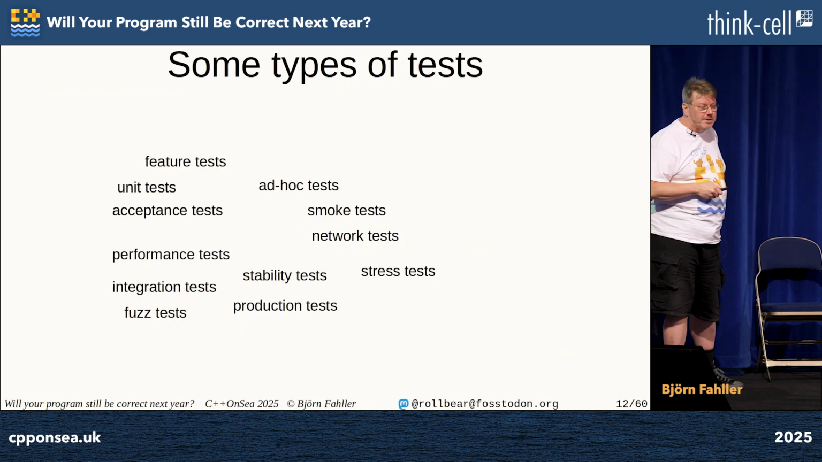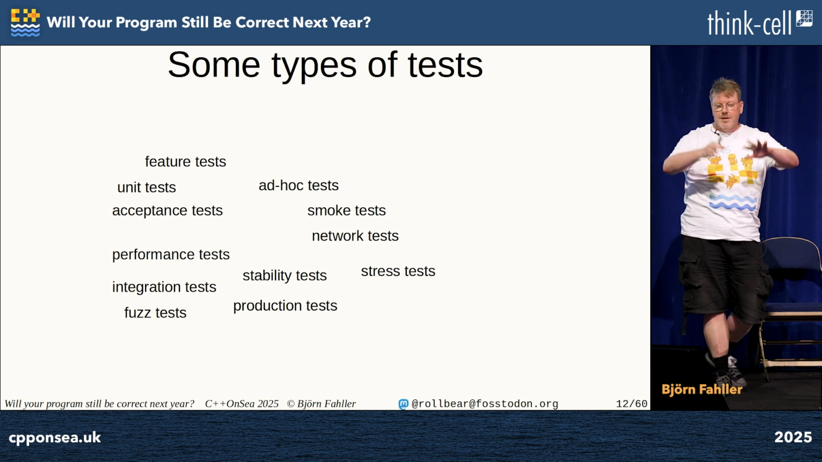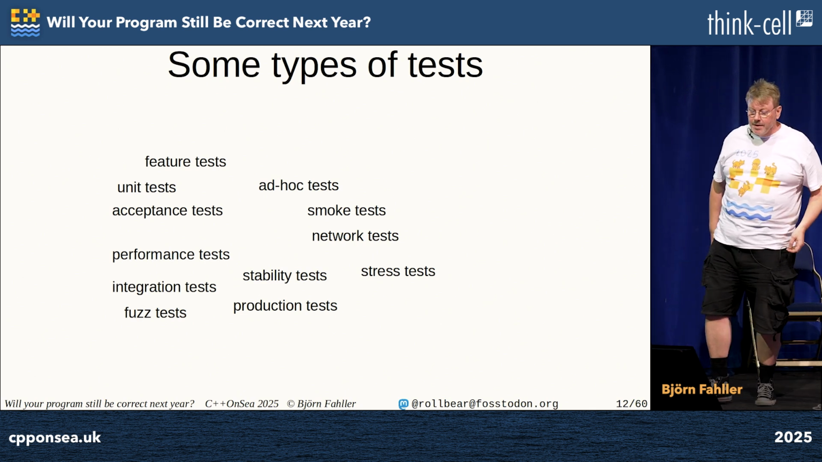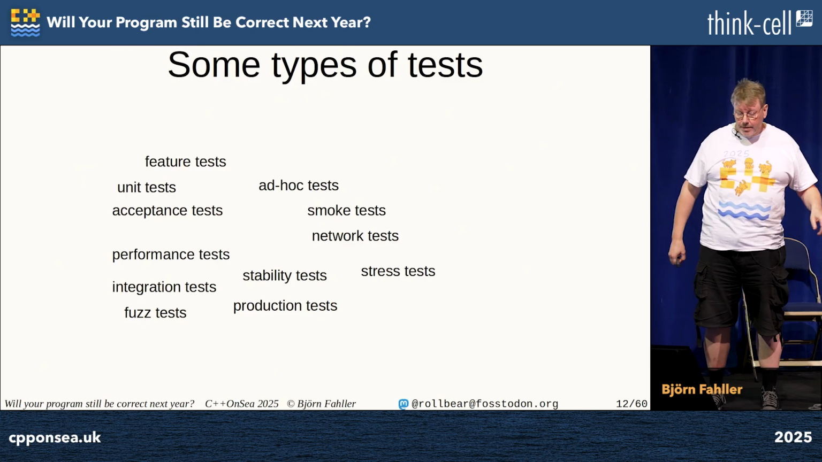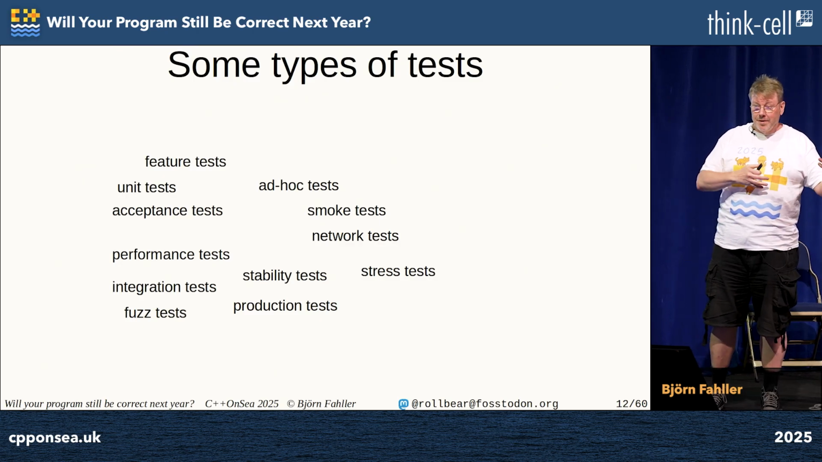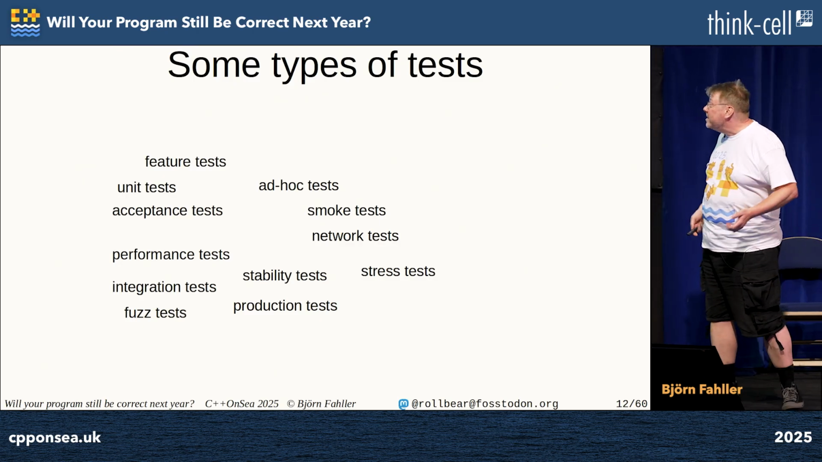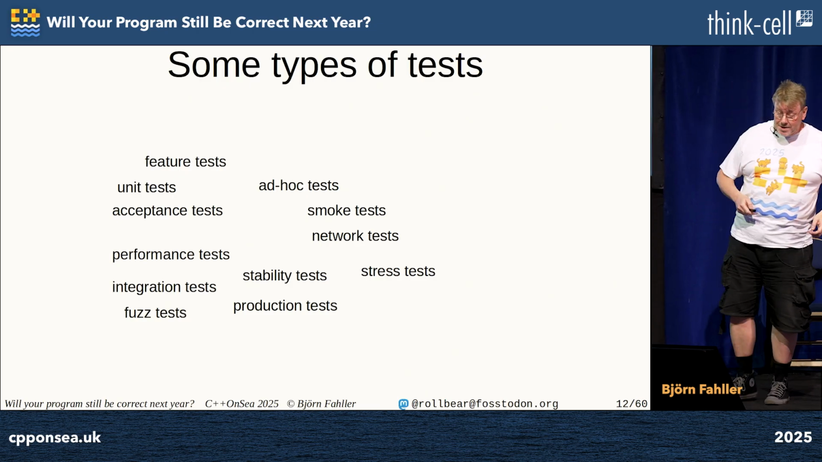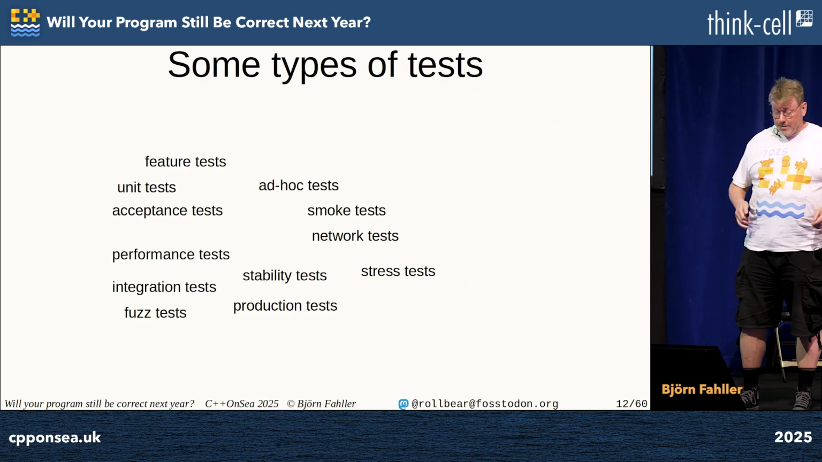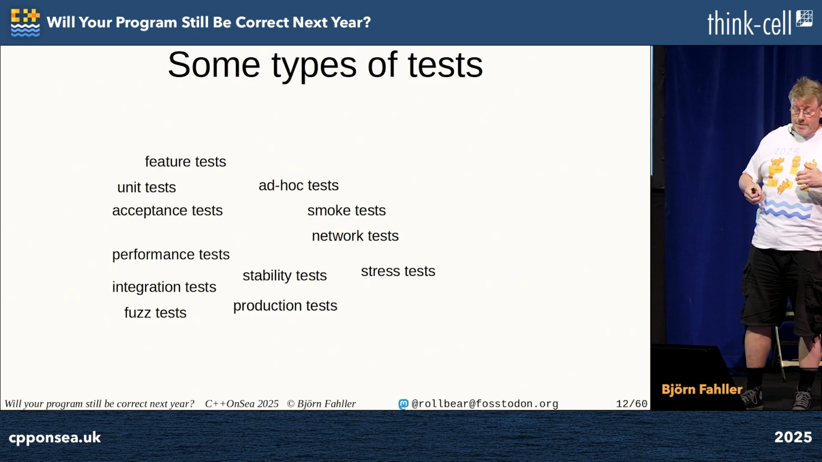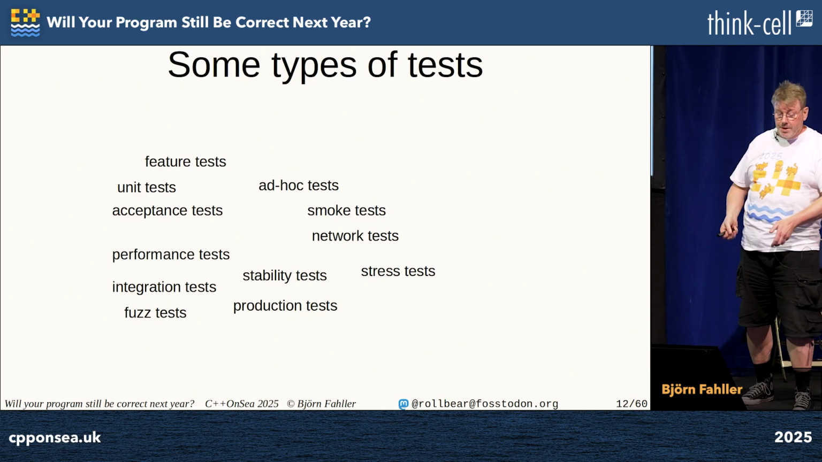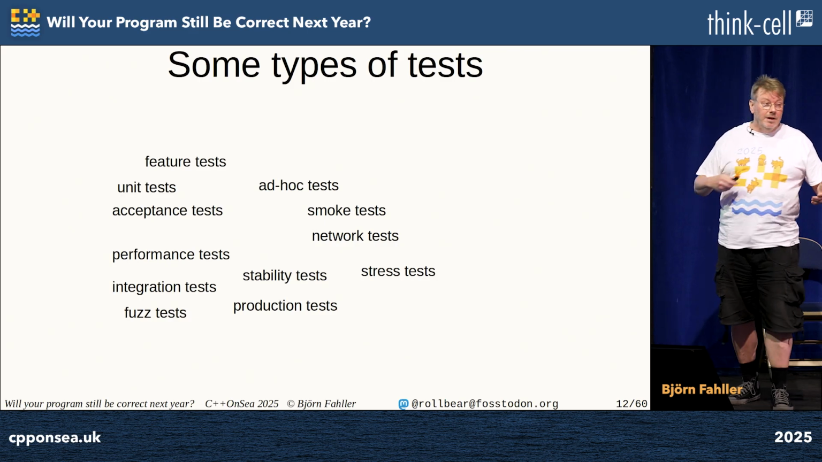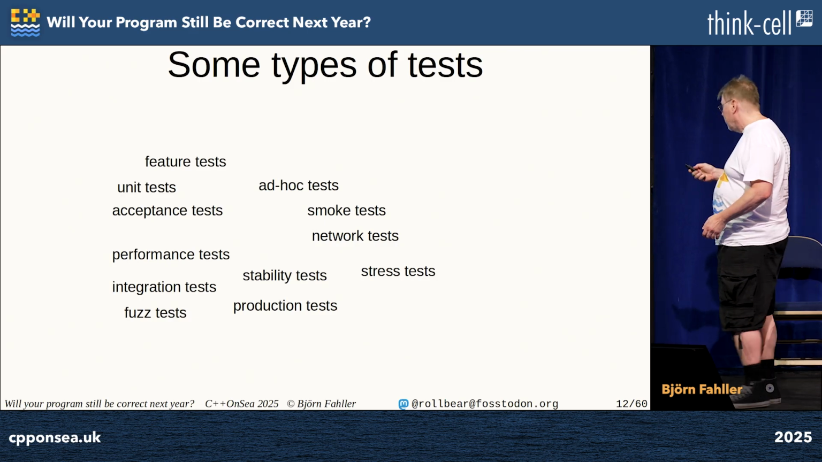Let's look at some different types of tests. This is just a few on top of my mind when I was writing the slides. There are many more, and also many tests go under different names in different places, so don't take these in any way as an exhaustive list. But there are some differences between them. There's a difference between an acceptance test and a unit test, or a fuzz test, or a stability test, or a stress test. They have different purposes.